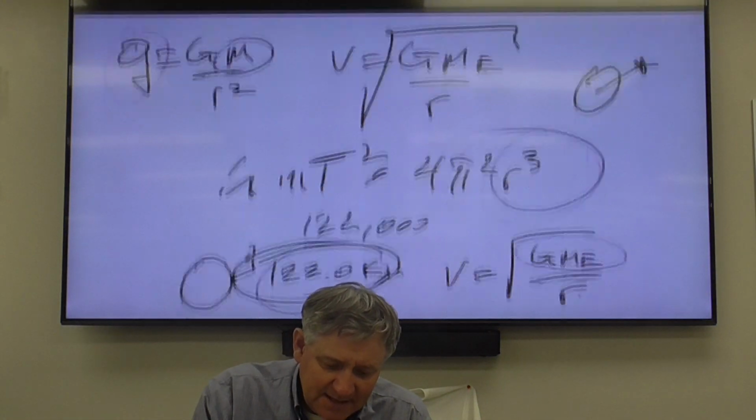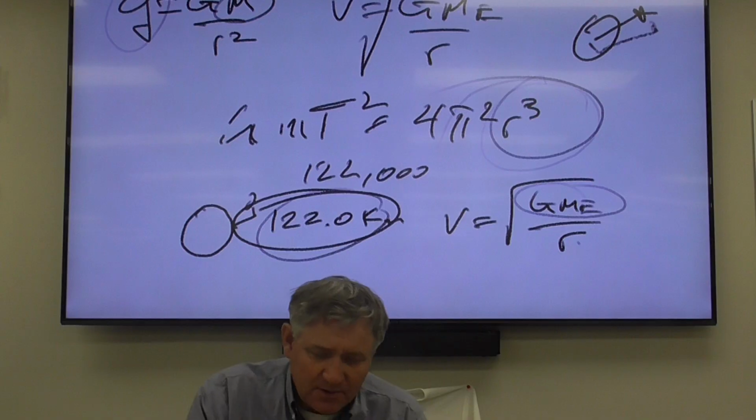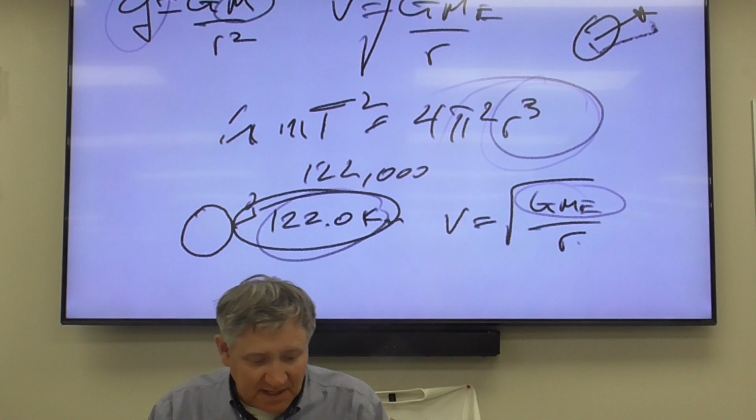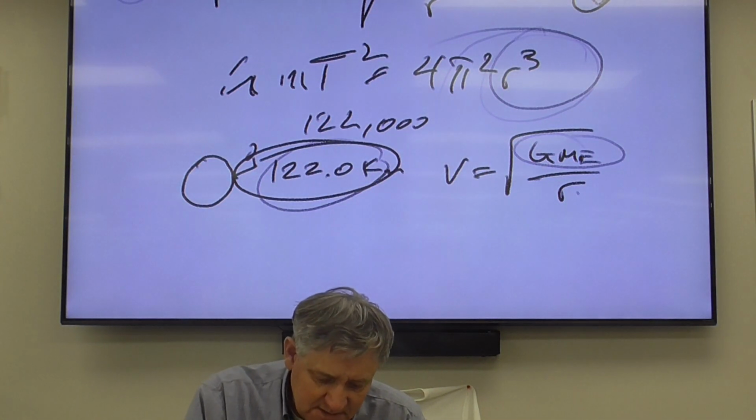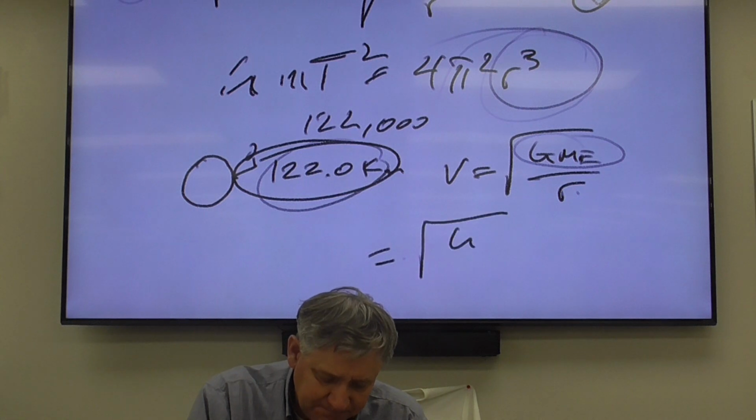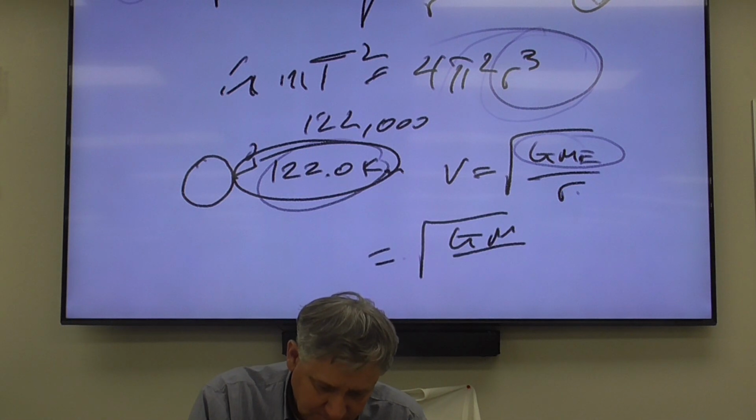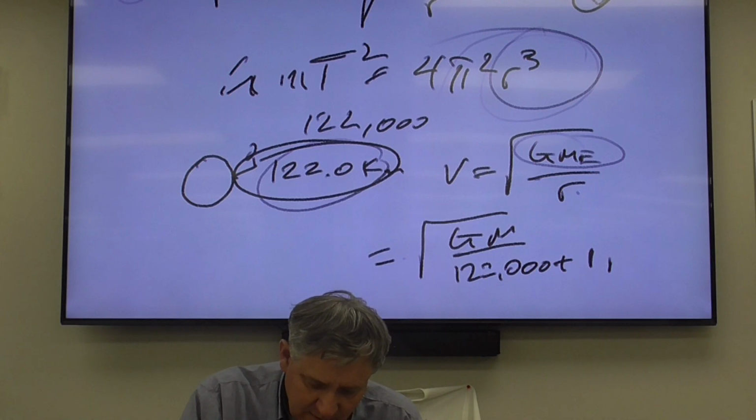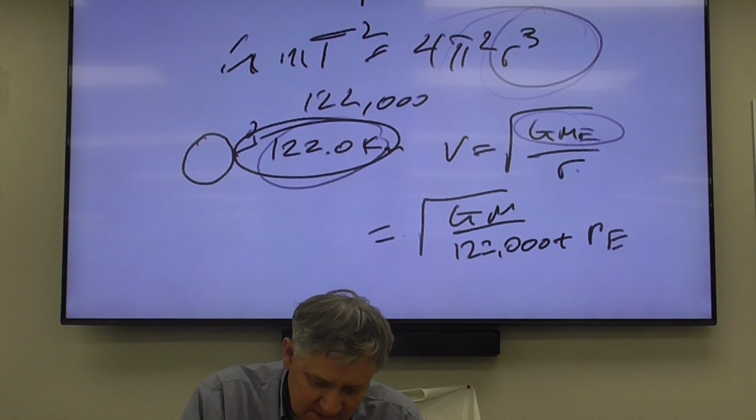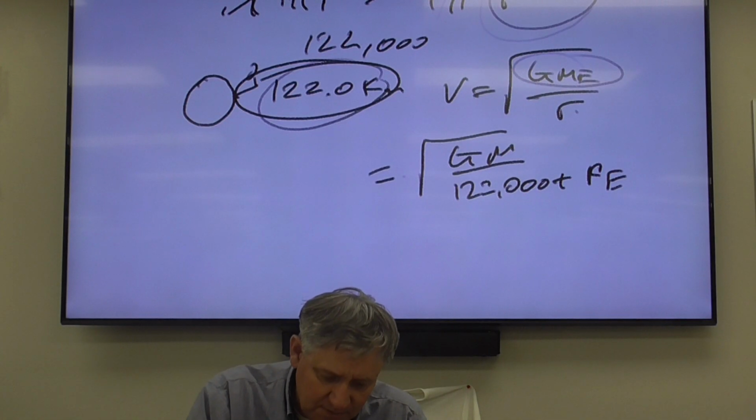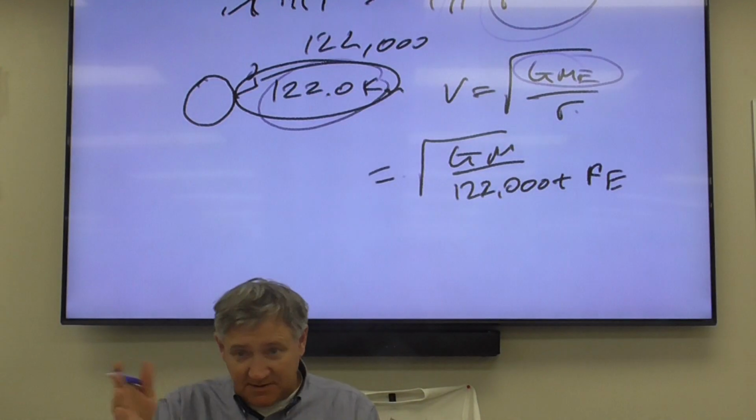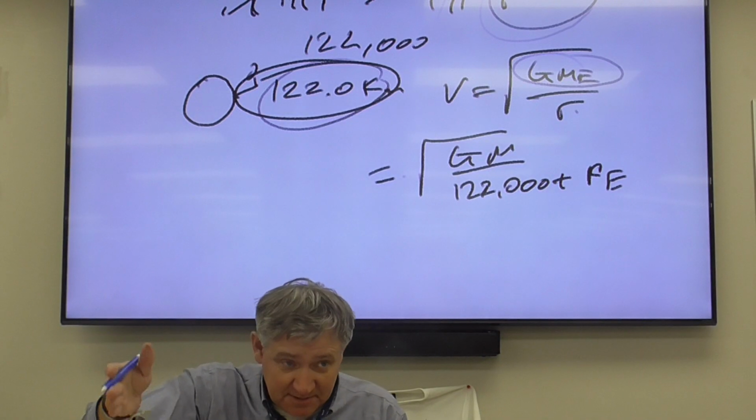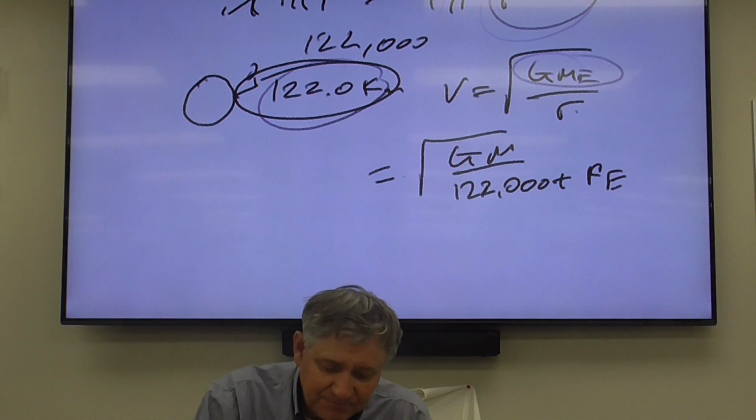So remember, that distance has to be from the center of the Earth out to that orbital satellite. So this needs to be big G, mass of the Earth, over 122,000 meters plus the radius of the Earth. Now, if you do this, when you take the 122,000, I guarantee you Rylan is crunching these numbers if she hasn't already.